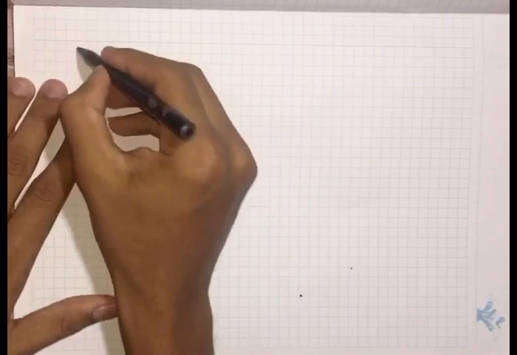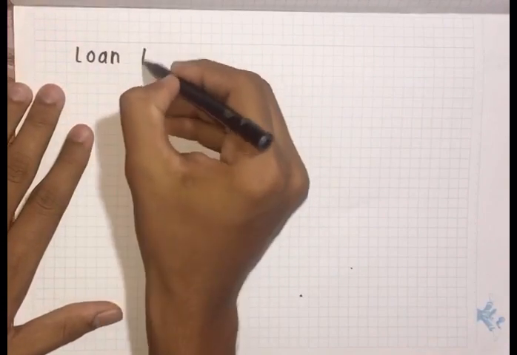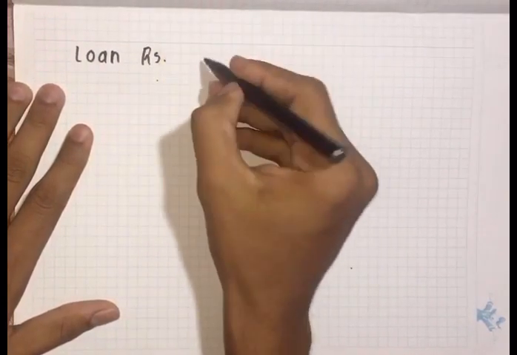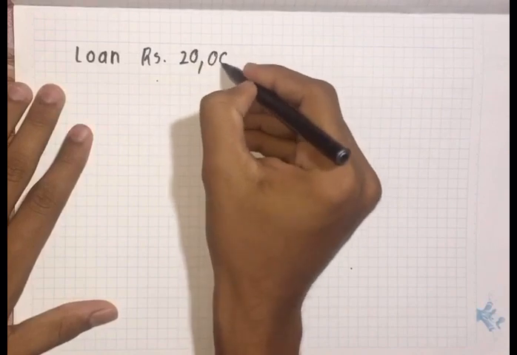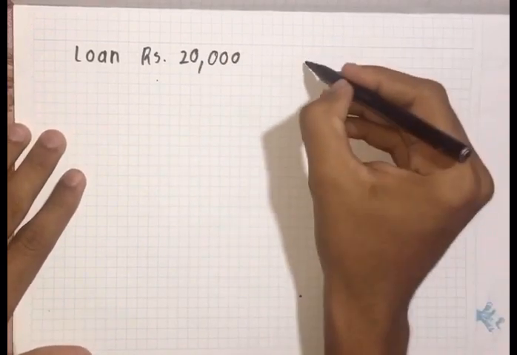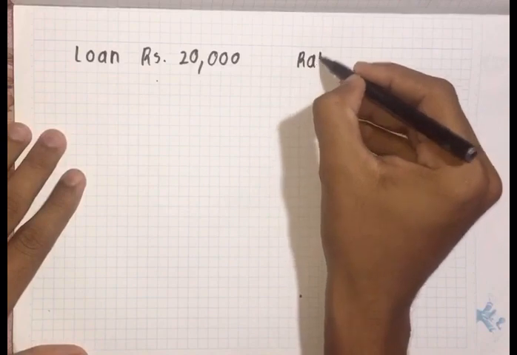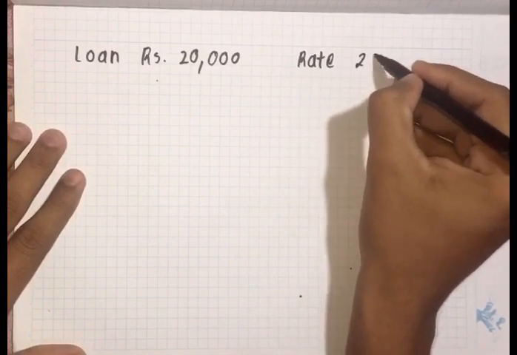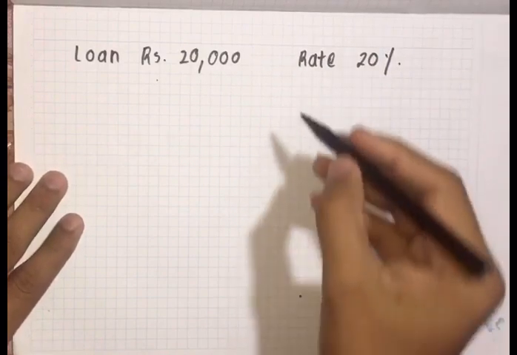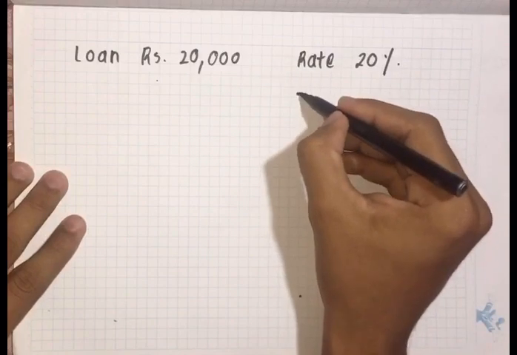I'll show you an example. Say you are taking a loan amount of 20,000 from the bank. The annual interest rate is 20%. You are going to pay it in 2 years.